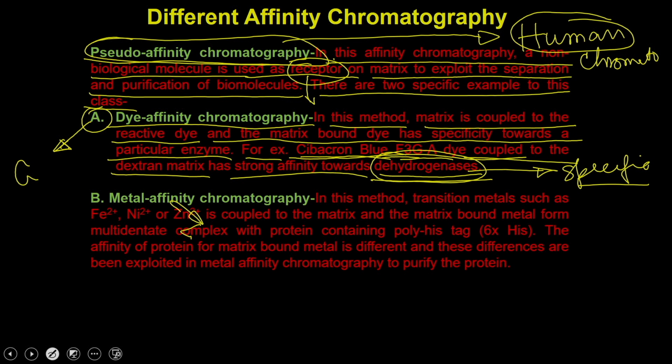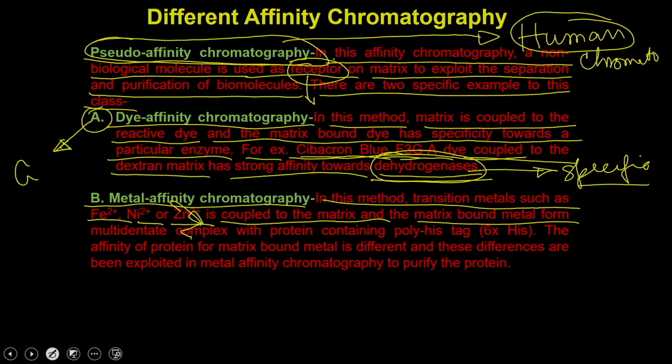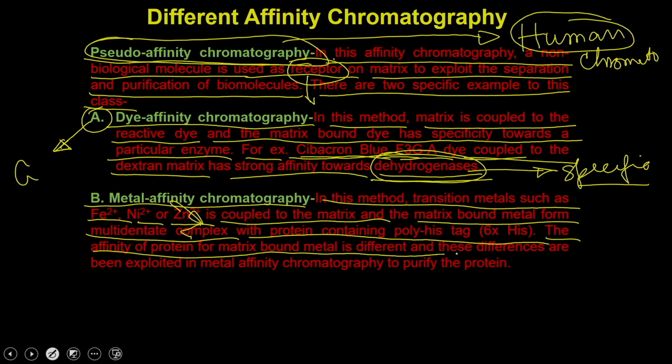Now, you have metal affinity chromatography. In this method, transition metals such as iron, nickel or zinc are coupled to the matrix, and the matrix bound metal forms a multidentate complex with proteins containing a polyhistidine tag. The affinity of the protein for the matrix bound metal is different, and these differences are exploited in metal affinity chromatography to purify the protein.